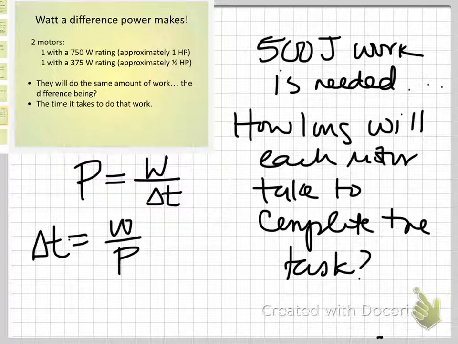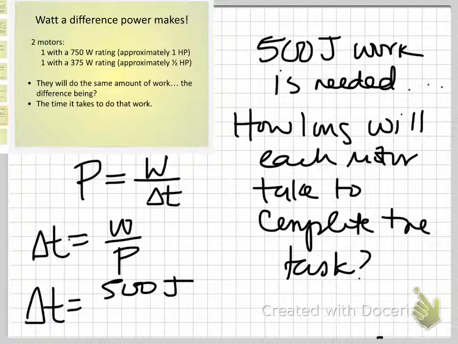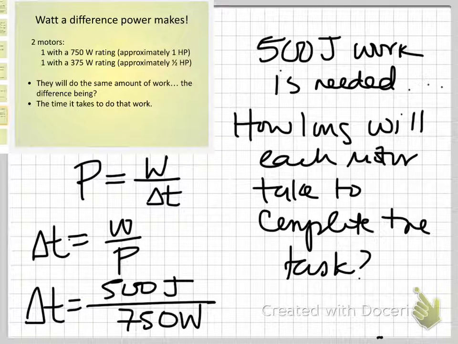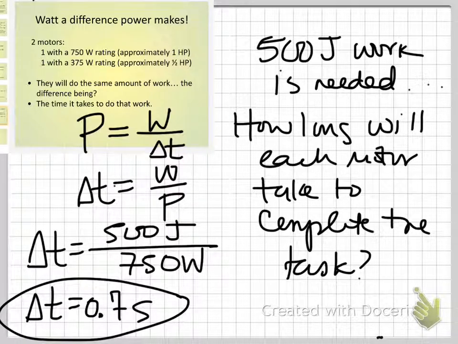For the first motor, delta T equals 500 joules divided by 750 watts. How long will that motor, the 1 horsepower motor, or the 750 watt motor, take to accomplish the task? Okay, so for the first motor, it'll be under a second, 0.7 seconds, 0.6 repeating.